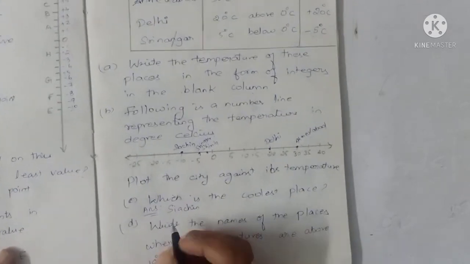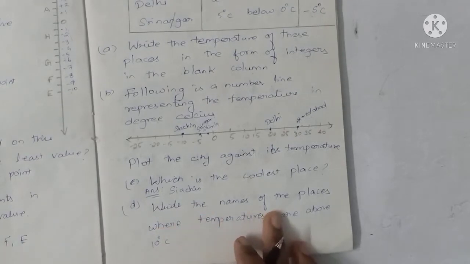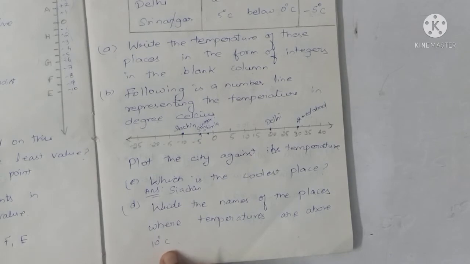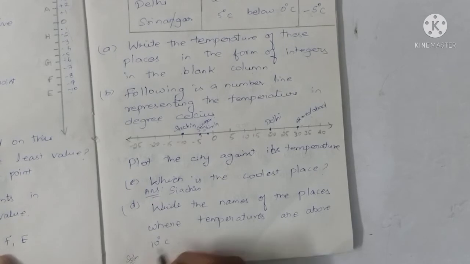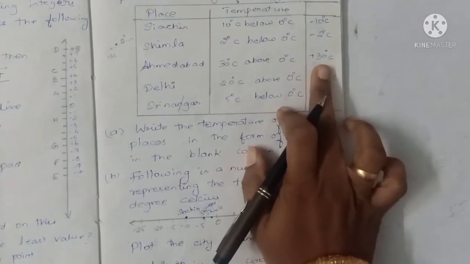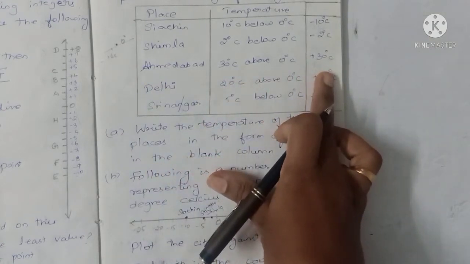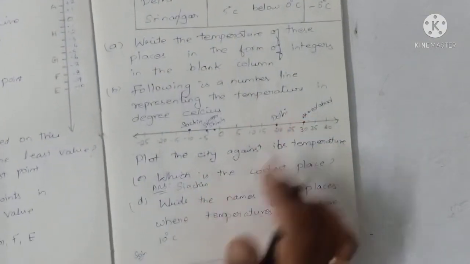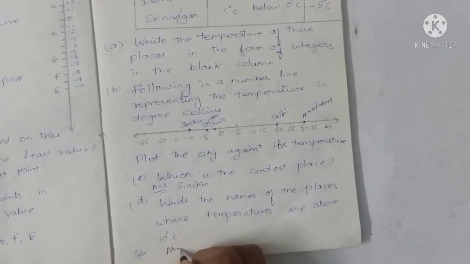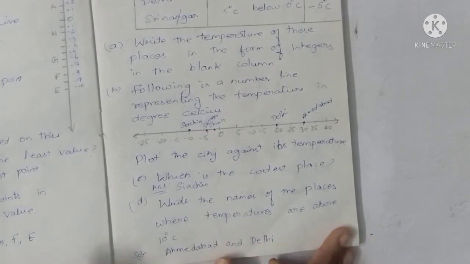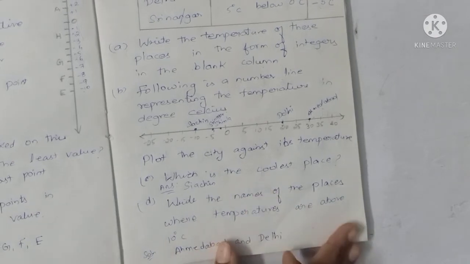Siachen. The next, subdivision D. Write the names of the places where temperatures are above 10 degrees Celsius. So we have to write the names of the places which are above 10 degrees Celsius. Above 10 degrees Celsius, only two places, Ahmedabad and then Delhi. Isn't it? So the answer is Ahmedabad and Delhi. So this is the answer for subdivision D. Thus we completed sum number 5.